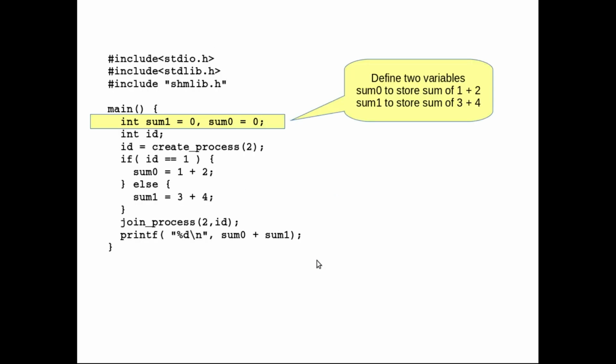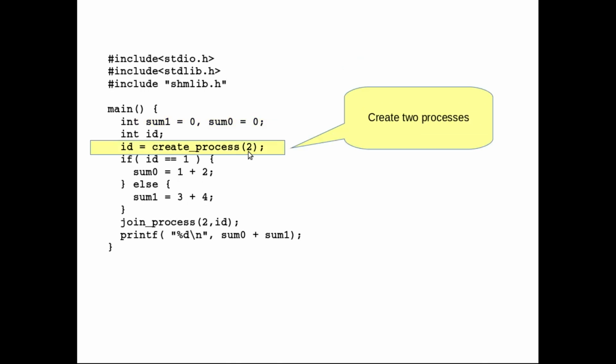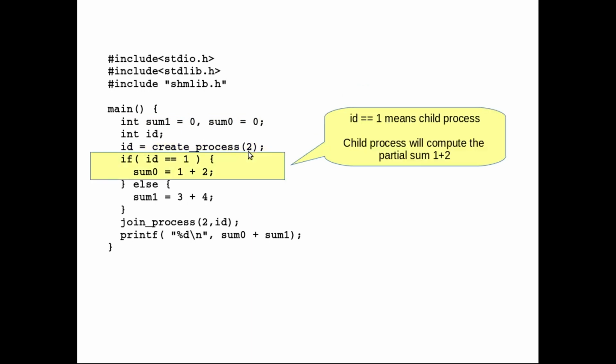And this is the program that we have written to add the 4 numbers. In this program we first define 2 variables, sum0 and sum1. So sum0 will store the partial sum 1 plus 2, and sum1 will store the partial sum 3 plus 4. And then we create the 2 processes. We create one new process, so that after this we will have a parent process and a child process, in total 2 processes.